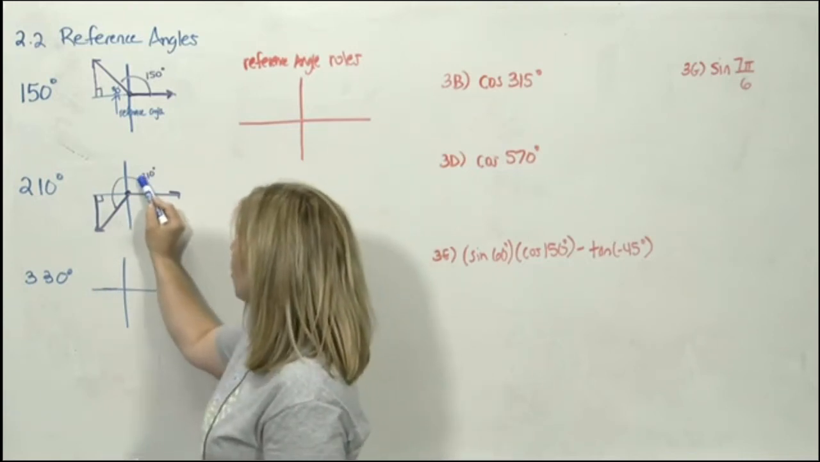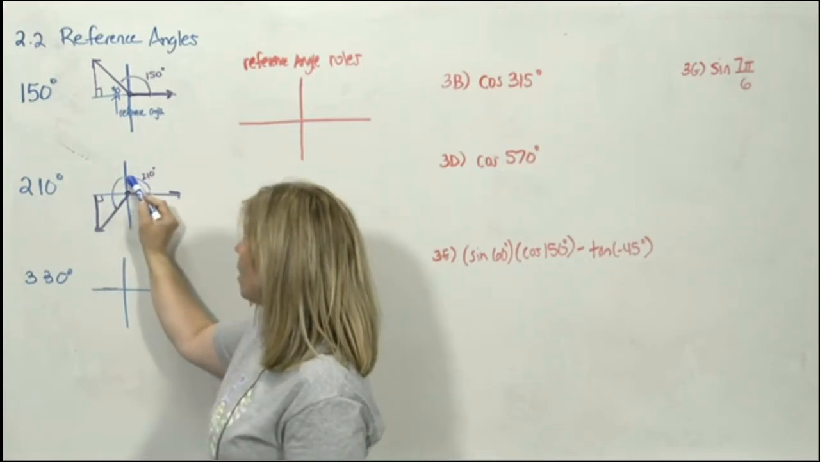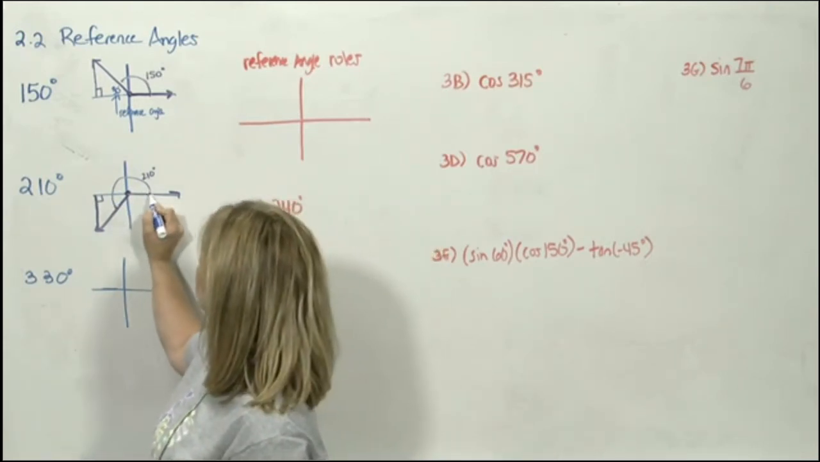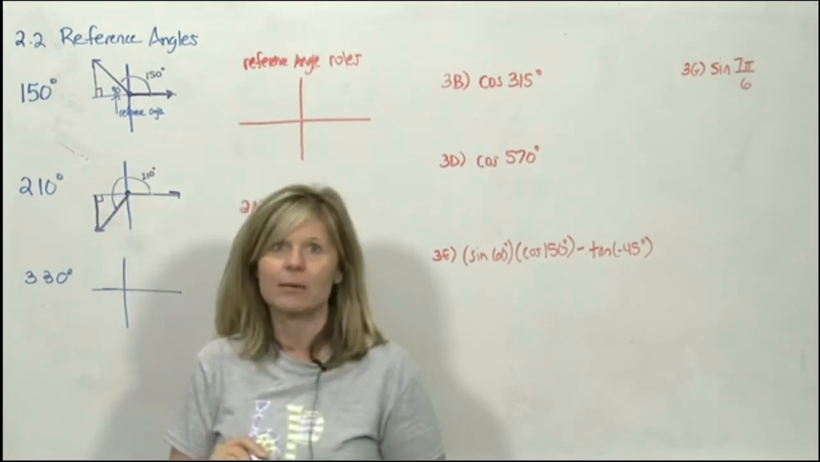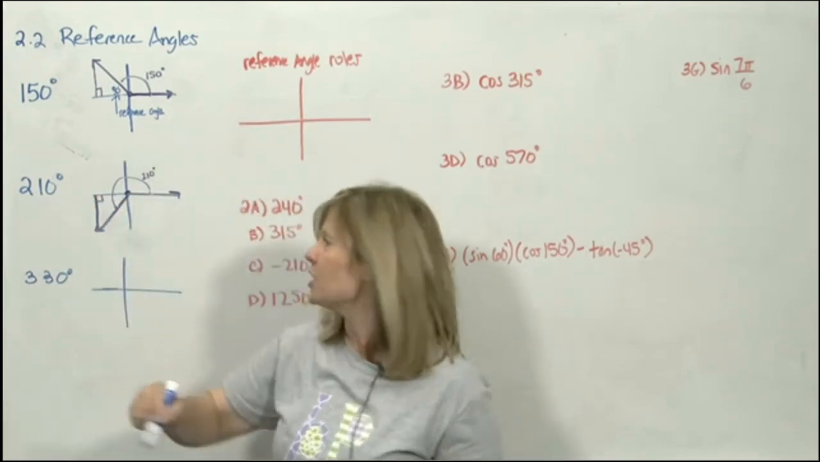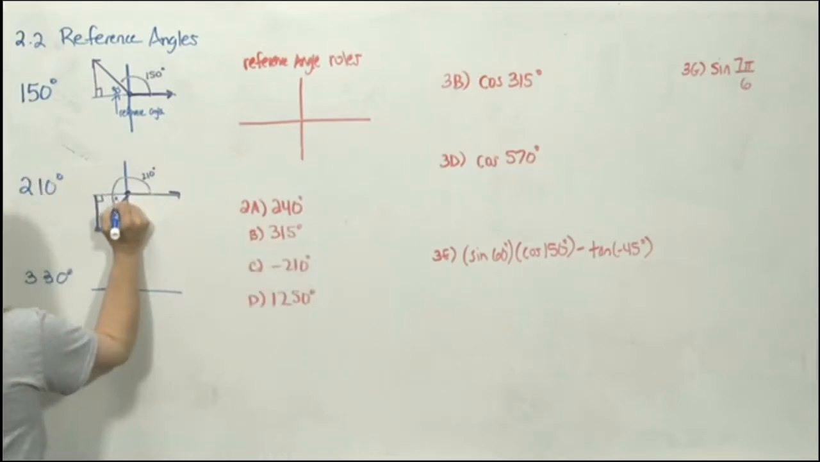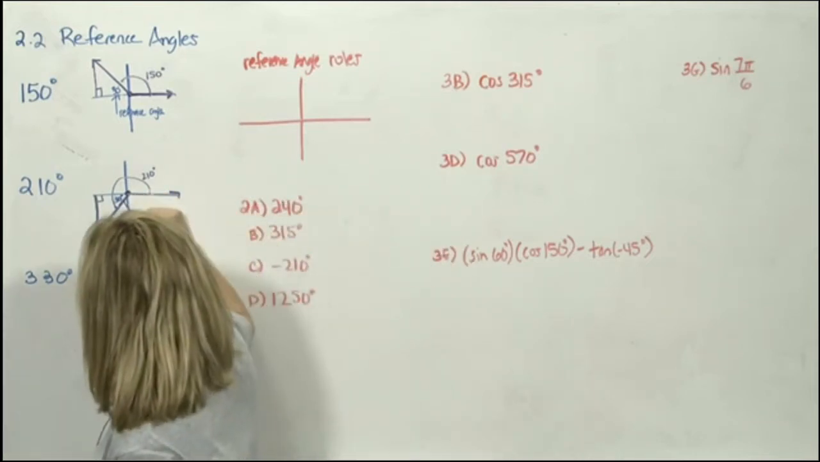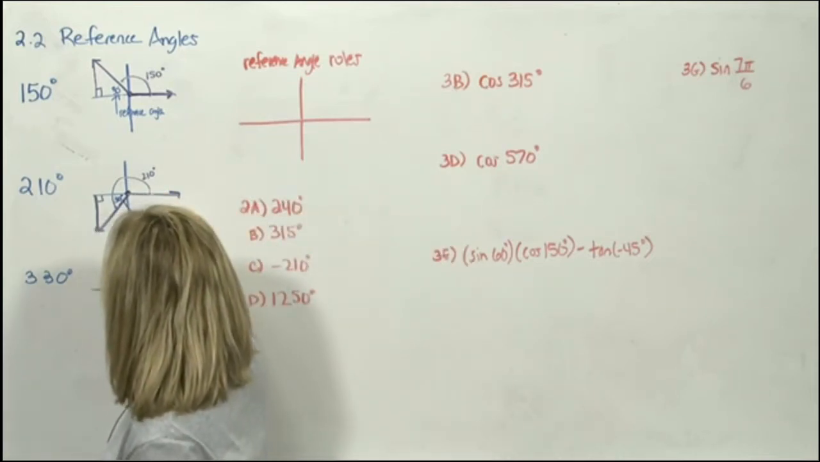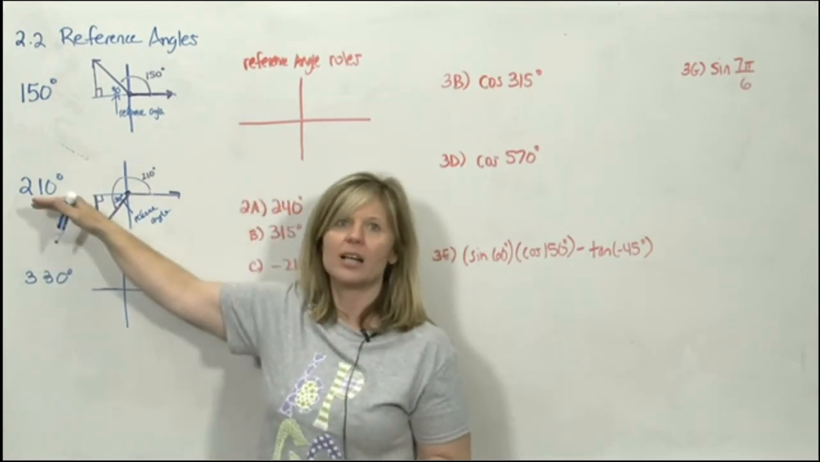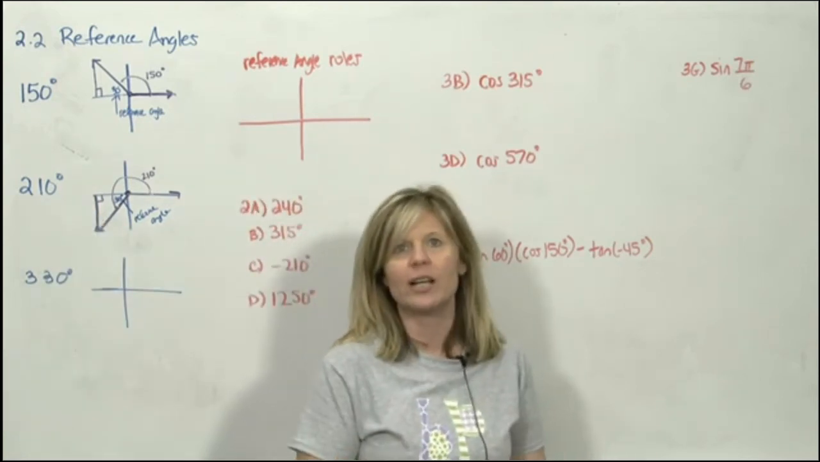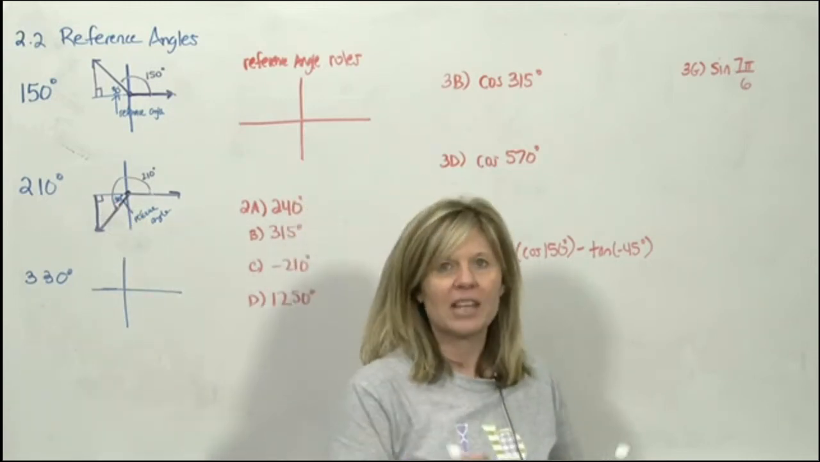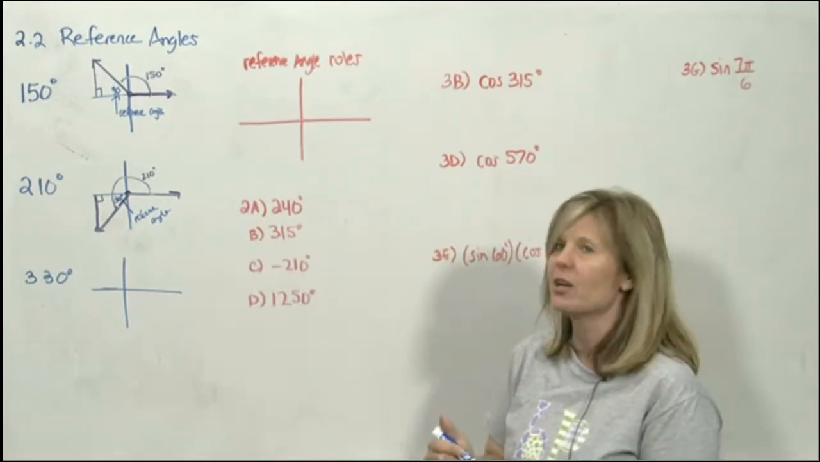Well, we know from the initial ray all the way to the terminal ray is 210 degrees. We also know from the initial ray all the way to there is 180. So if the whole thing's 210 and from here to here is 180, do you agree missing right here is 30 degrees? That is your reference angle. So if I'm going to ask you to look up the sine, cosine, or tangent value of 210 degrees, you're going to have to use the 30-degree triangle, because that's its reference angle. Visually look at the picture.